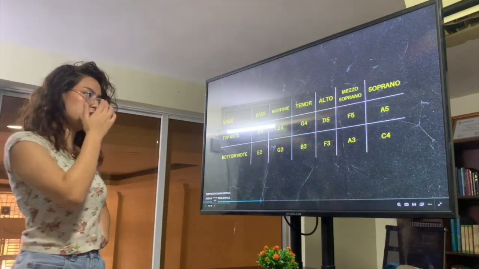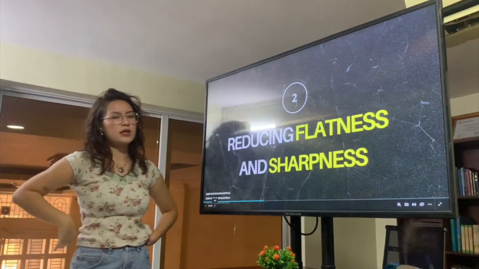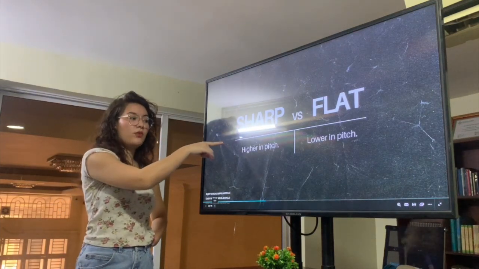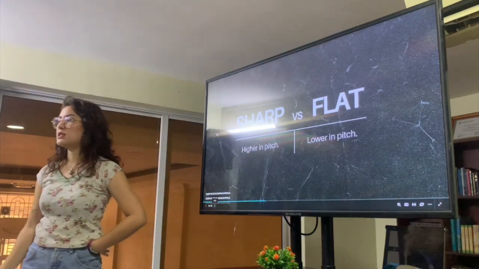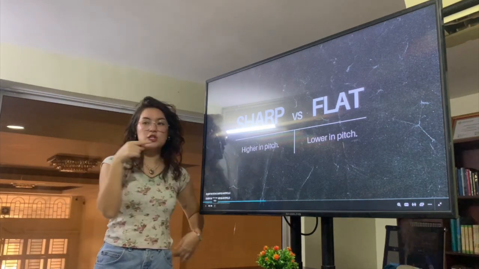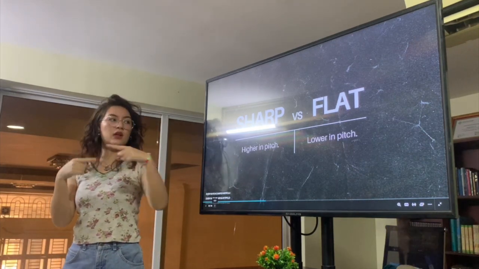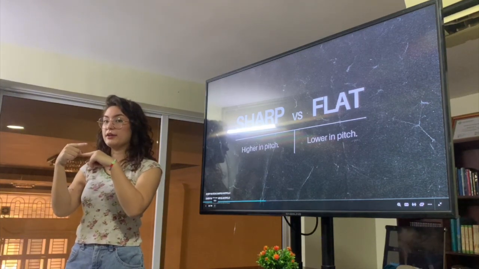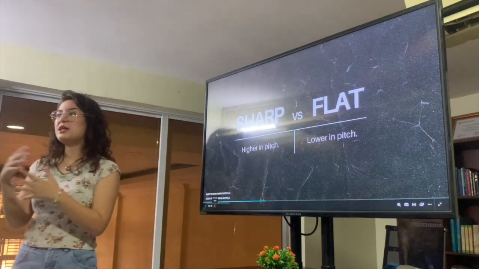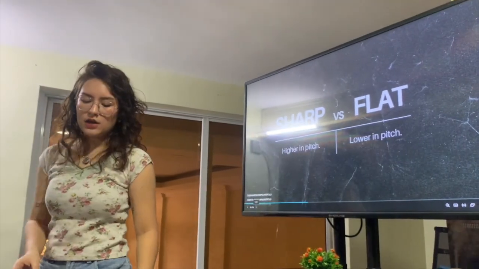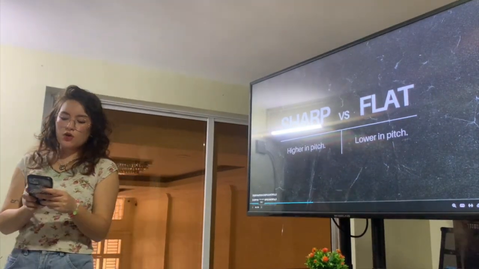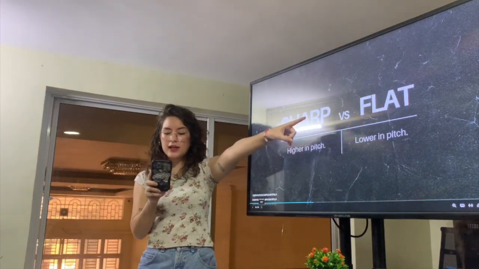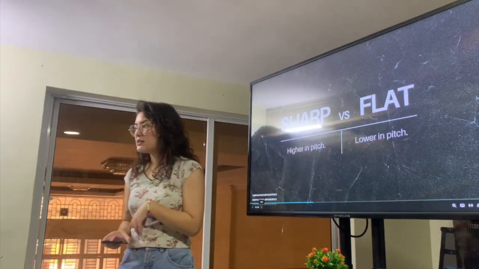Okay. Next slide. Reducing flatness and sharpness. So what is flatness and what is sharpness? When you sing sharp, like if someone says, "Oh, it's a little sharp," it means the pitch is here and you're up here. Flat is lower, right? The pitch is here and you're singing right here. It's maybe the same key, but just a different note, right?